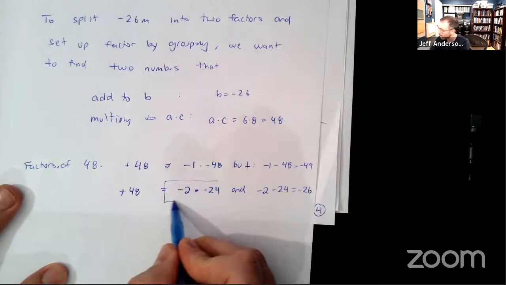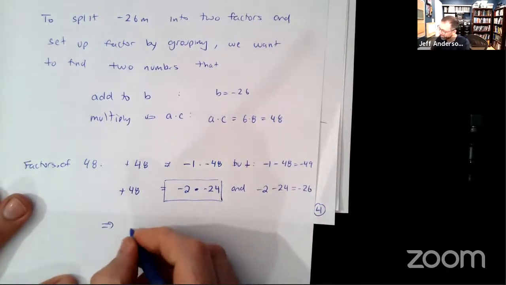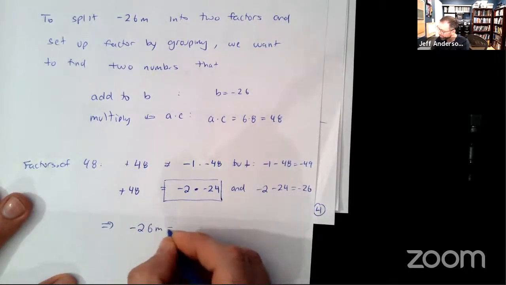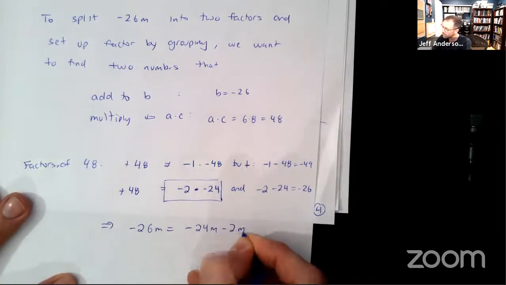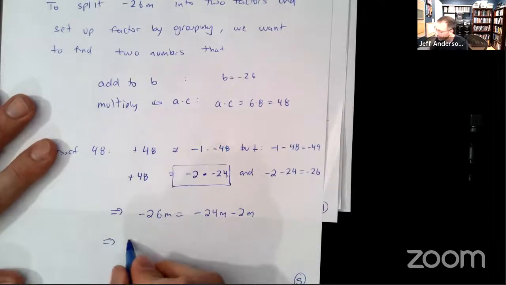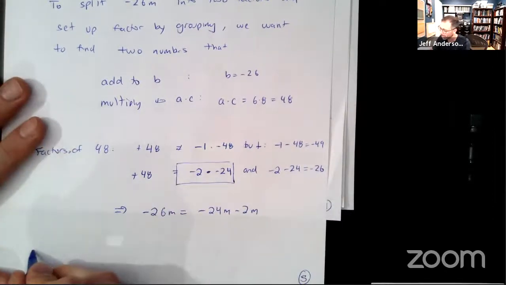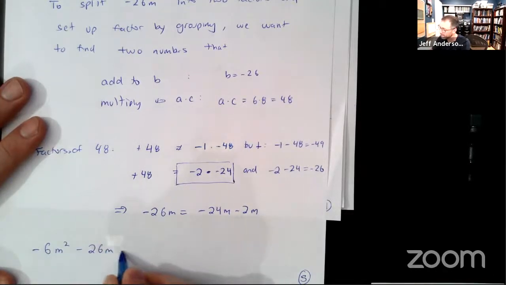Which implies if I take negative 26m, I could write that as minus 24m minus 2m, right? So all of a sudden, we now have an algorithm to split up the middle term, which was part of our reverse process: 6m squared minus 26m plus 8.